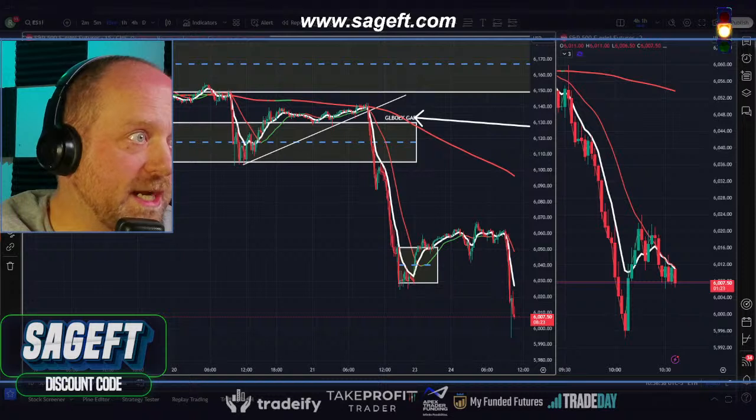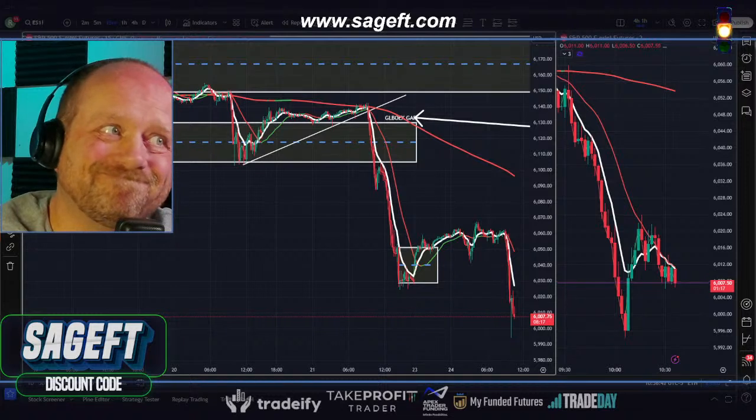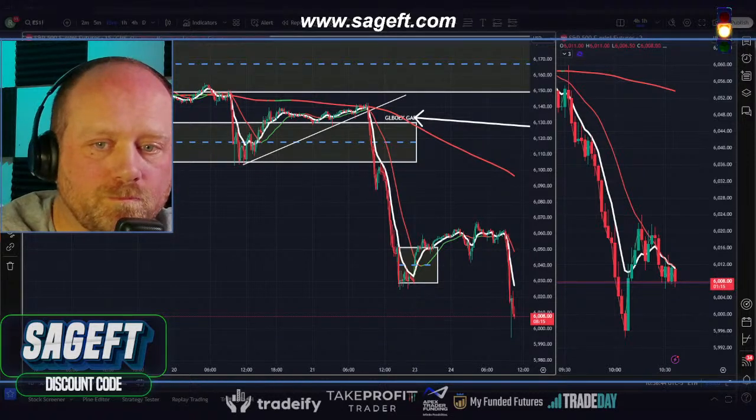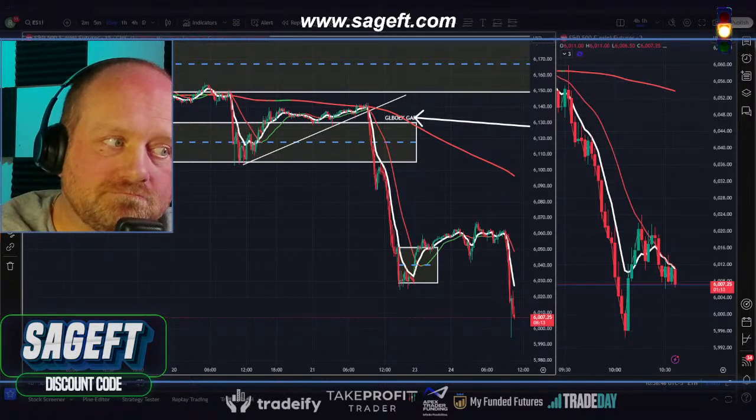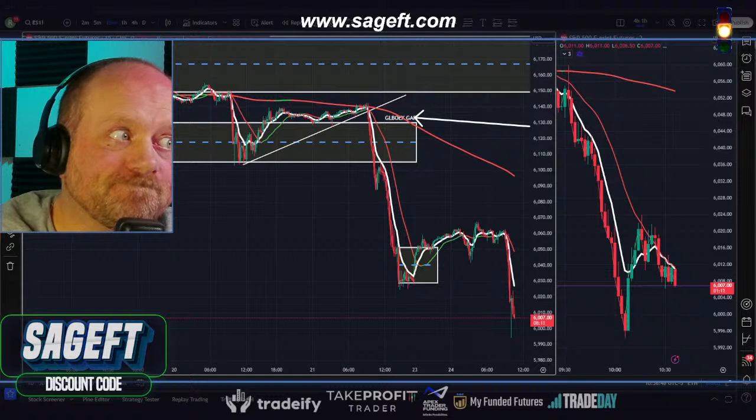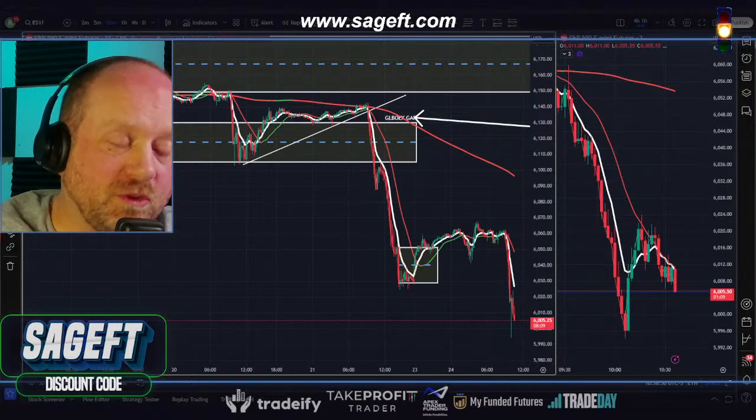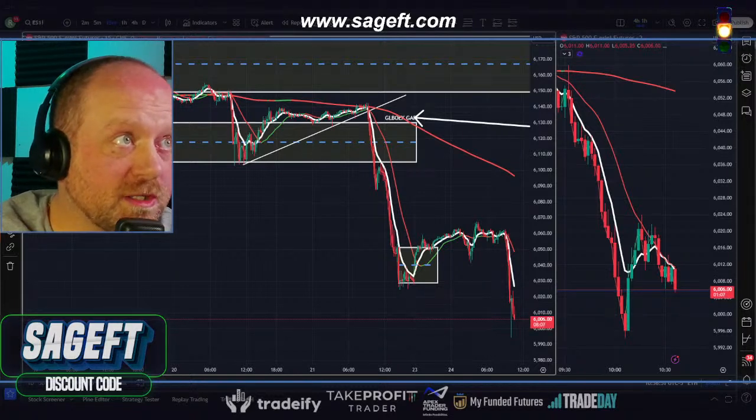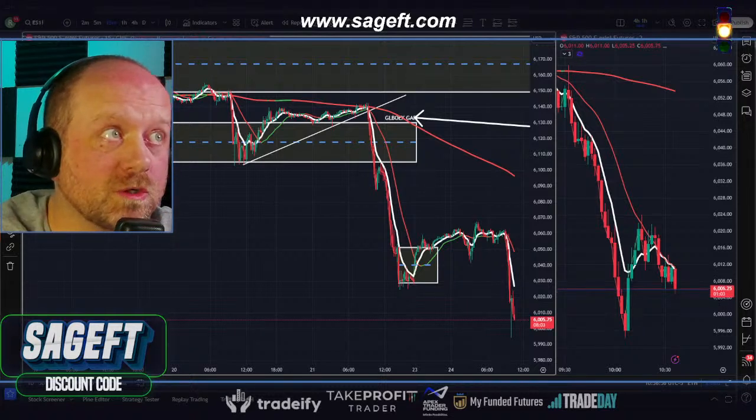And I do like the 875 short. There's a 6-point stop though. Too late in the game. The reason I say too late in the game is on the 2-minute chart, that big reversal bar says be careful. 0275 if you're actually short.